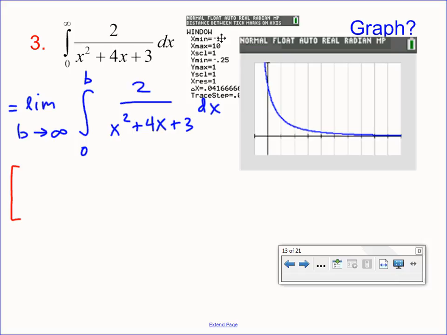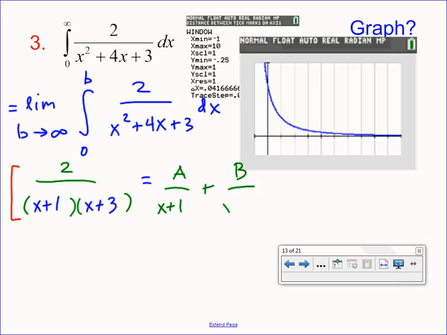I know that I could rewrite this complex fraction as a sum or difference of individual simpler fractions using partial fraction decomposition if I could just factor that denominator. And so what did you get for your factorization of the denominator, Grace? x + 1 and x + 3. Awesome. I know that must be given by A over x + 1 plus some constant B over x + 3.